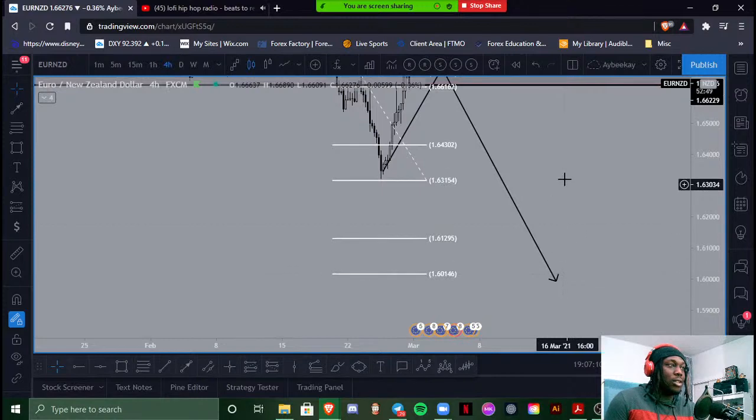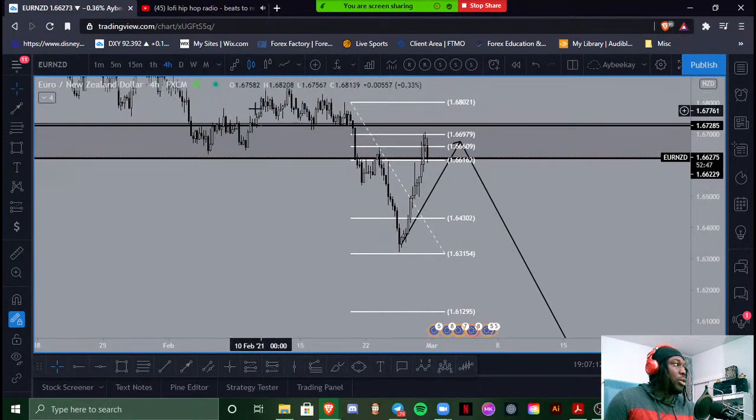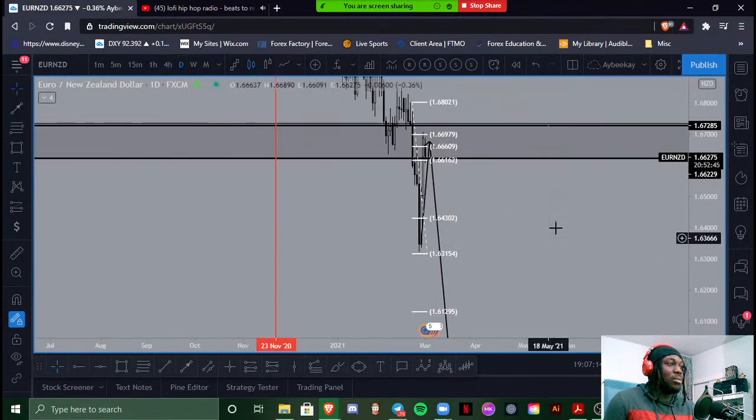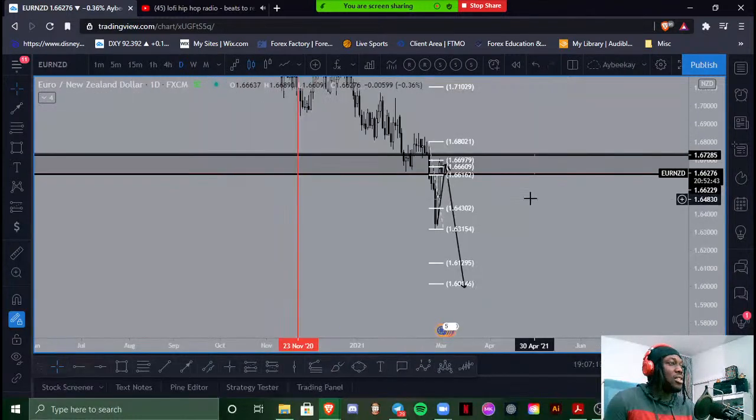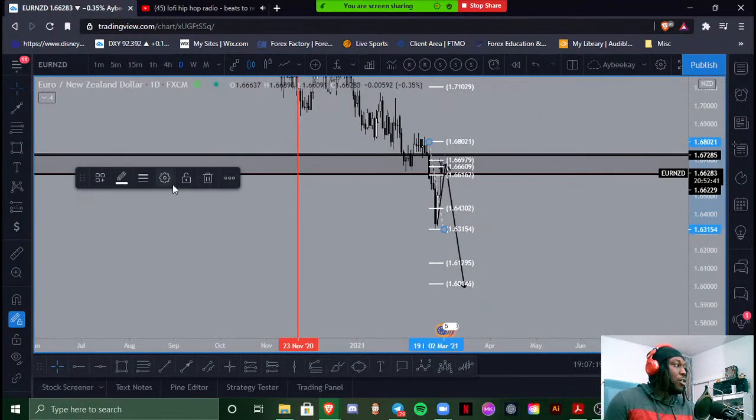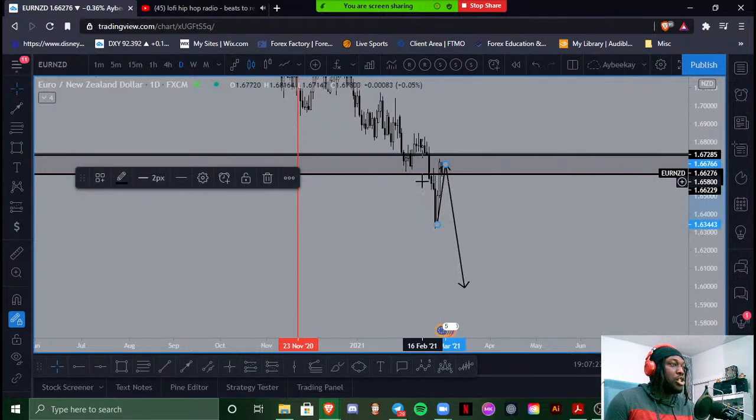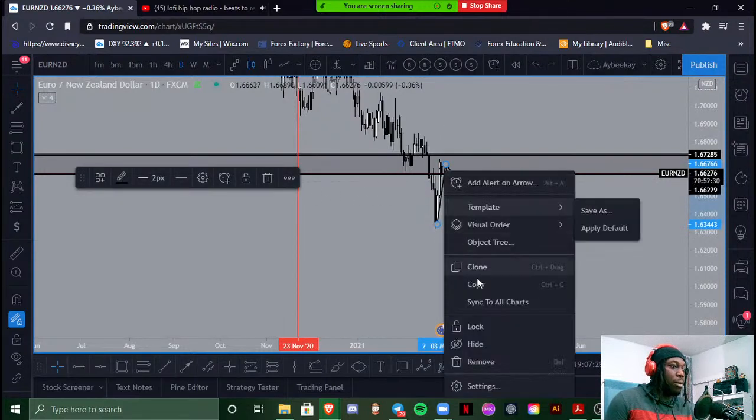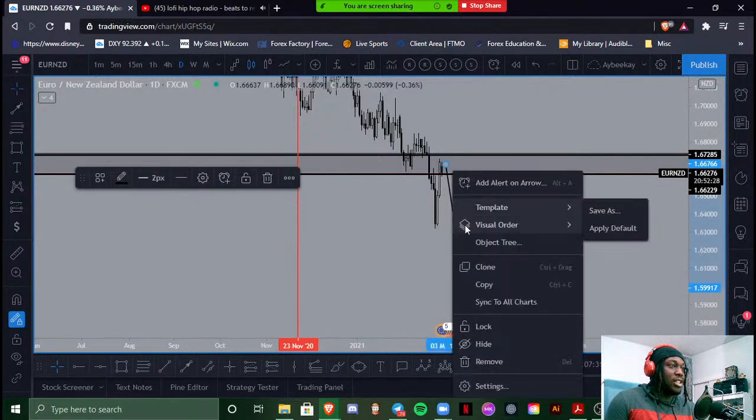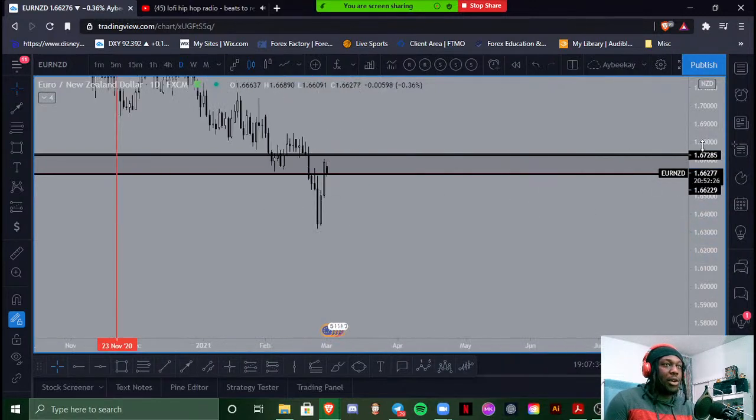I don't see any reason to be trying to buy EURNZD. It's extremely bearish, same thing as with all the other trades. They've been trending to the downside or to the upside. The trend is your friend. Until I start seeing some major structure levels being broken on EURNZD, I'm gonna remain bearish on it.